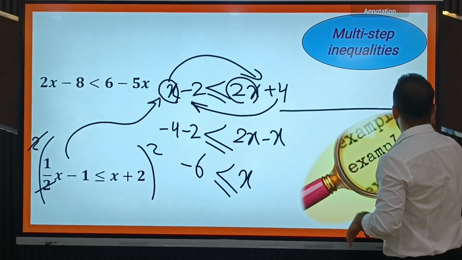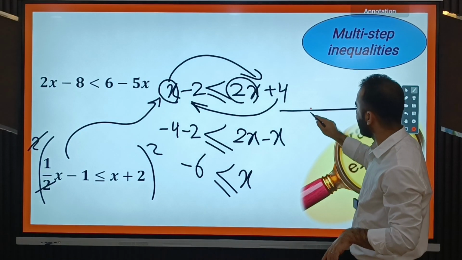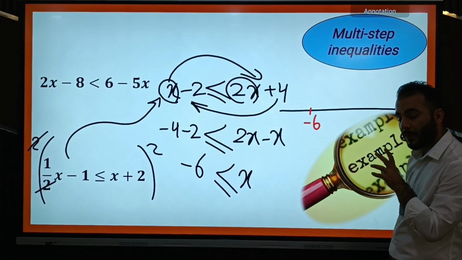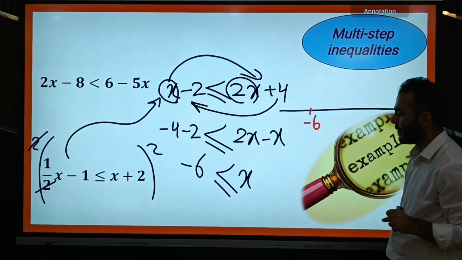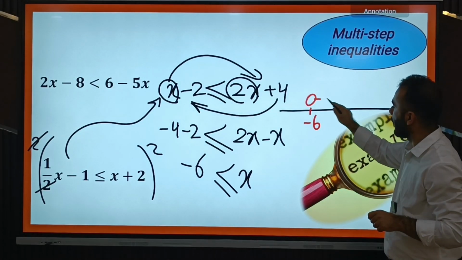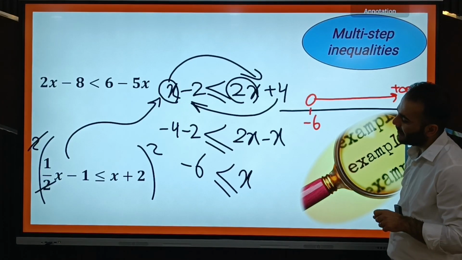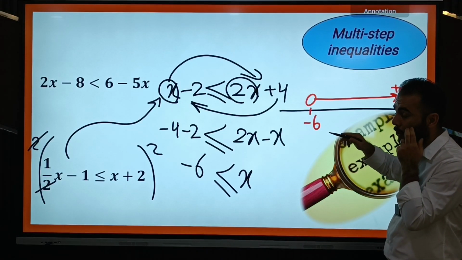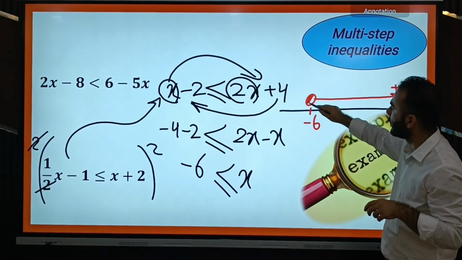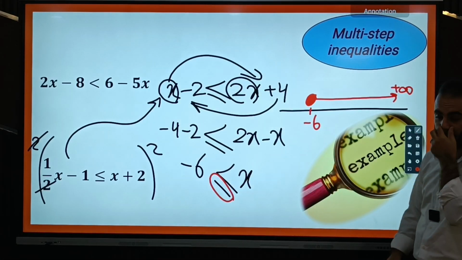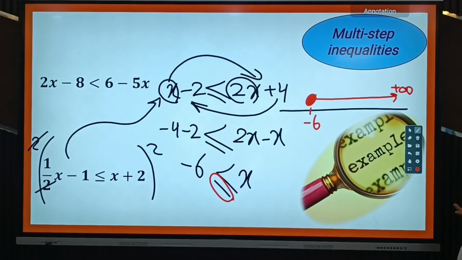So our number line would be in this way. Let's make the number line. And negative 6, imagine it's here. It says x greater than or equal to negative 6, so from here to positive infinity. Is that circle empty or filled? Of course filled. We'll shade it. Why? Because there is an equal sign under the inequality sign. Perfect. That is also about multi-step inequalities, and I'm pretty sure you got it, guys.